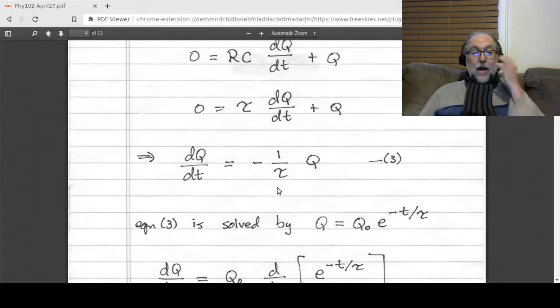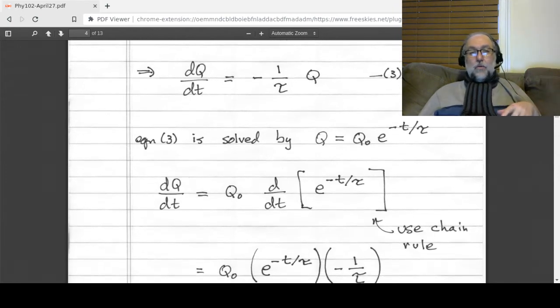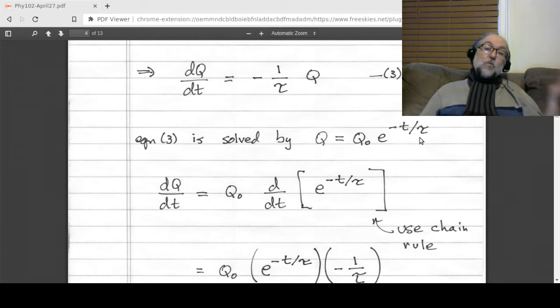Now, without going into some theory about how differential equations are solved, I'm just going to give you the solution. The solution is q is equal to q naught e to the minus t over tau. In other words, it's the equation for the discharge of a capacitor in an RC circuit. And it's pretty easy to show that this does in fact satisfy equation 3.